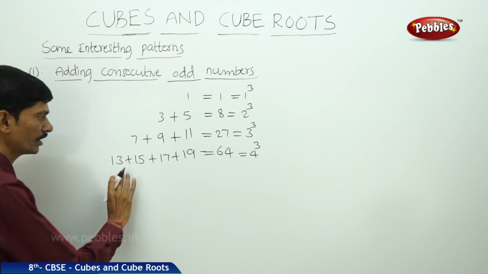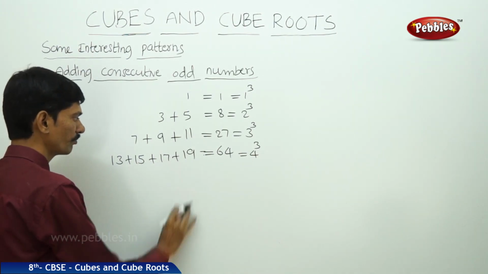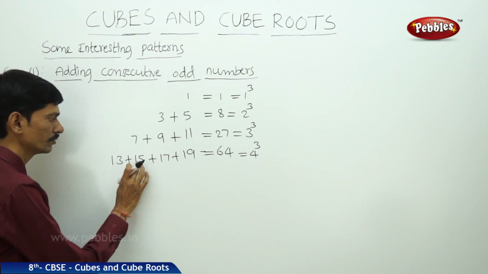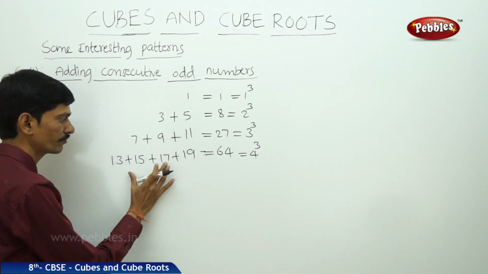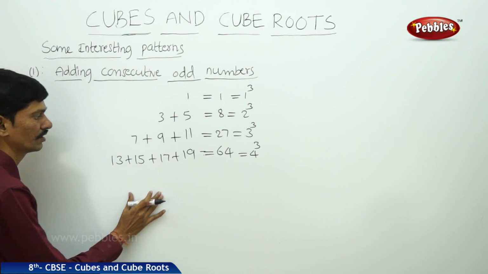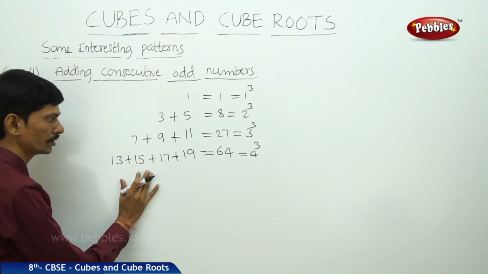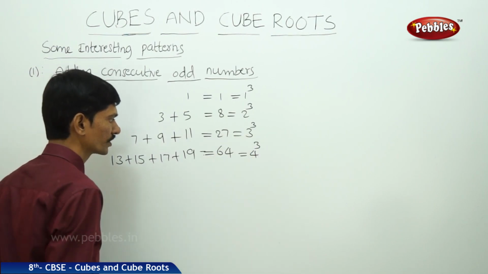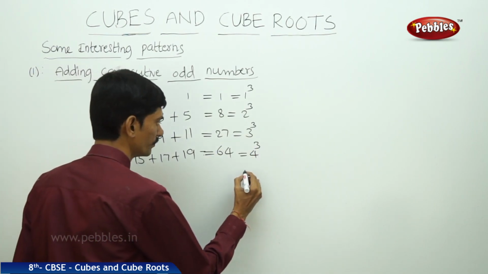Then how many odd numbers are added? How many consecutive odd numbers are added in this sum? 1, 2, 3, 4. So there are 4 consecutive odd numbers. The sum of these 4 consecutive odd numbers is 64. So that can be written as 4 cube. Then how to write 5 cube?